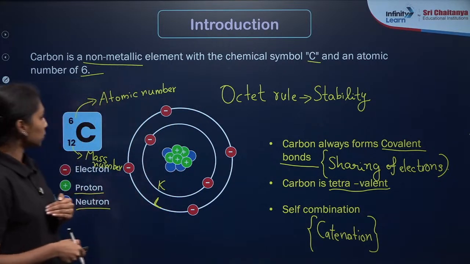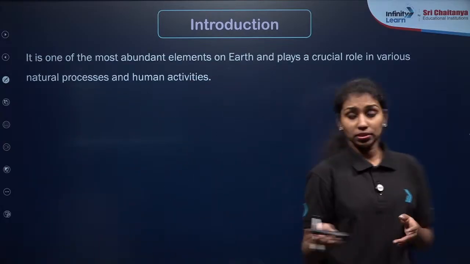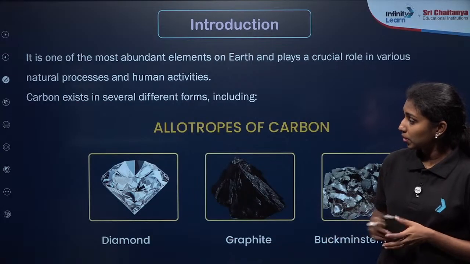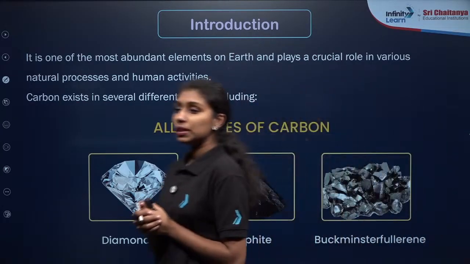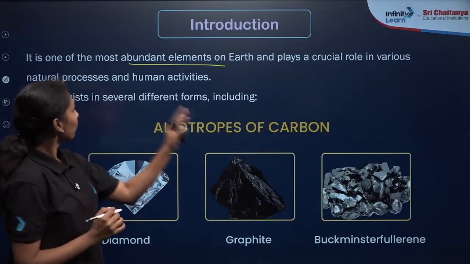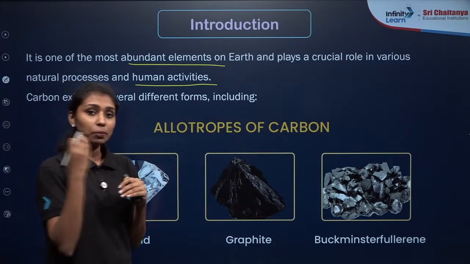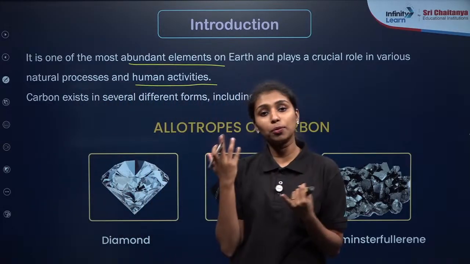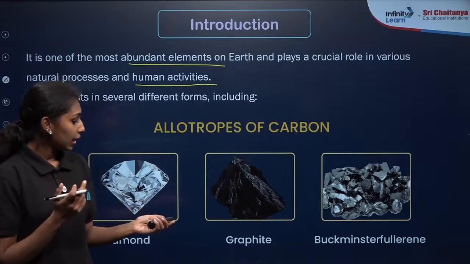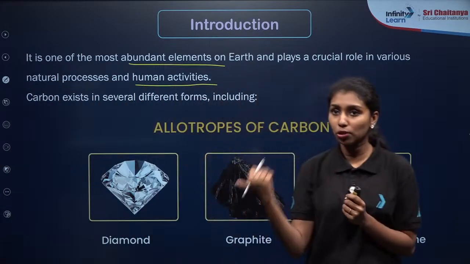Now I am directly moving to the part of importance of carbon here. So carbon is one of the abundant elements on the earth and plays a crucial role in various natural processes and human activities. So as we already know, carbon is having some versatile nature, right? They can form the catenation property, they can form the covalent bonds, and they will again show the tetravalency. Because of their nature, they will form allotropes also.